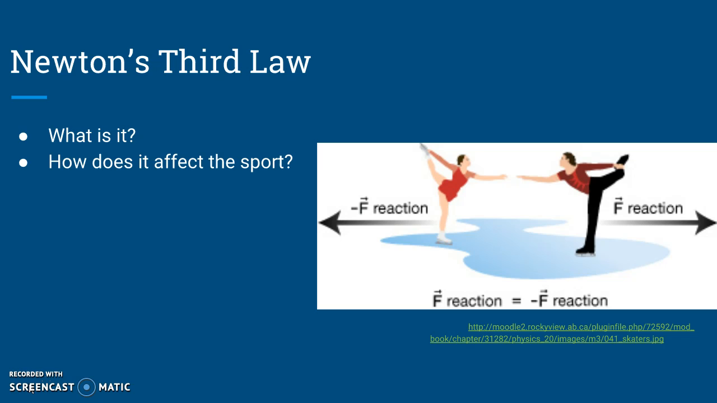Newton's third law is for every action there's an equal and opposite reaction. How does this affect the sport? Well, it is represented when two people in doubles are skating around and then they push off of each other. They're both going in two directions, but they had the same action in the middle.